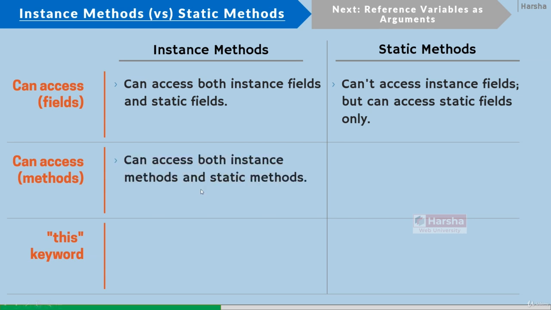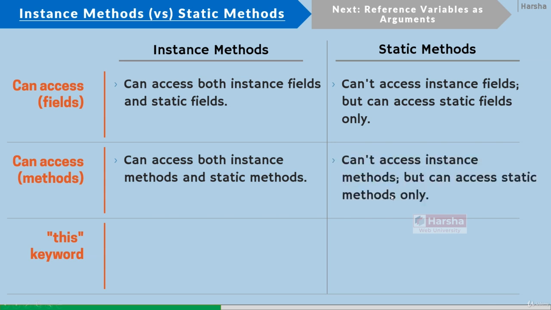And in the same way, in the instance methods, you can call instance methods or static methods. But in the static methods, you can call only static methods. You cannot directly call the instance methods in the static methods. But alternatively, you can create an object of the class in the static method and access the instance method through that object. I will show this in the next lecture.